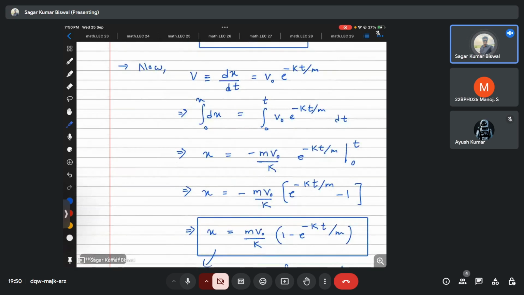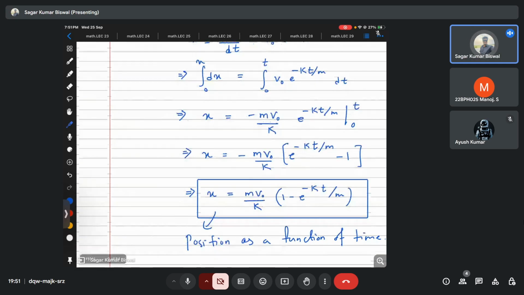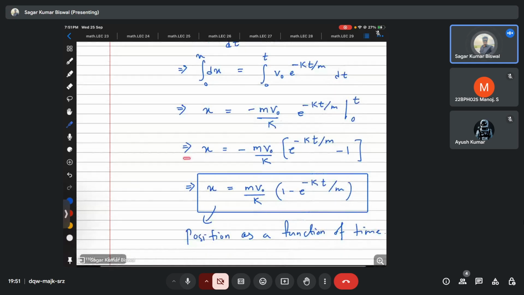In this way you can write dx, integration 0 to x. So dx is there. Take this dt to this side and integrate it from 0 to x, and time from 0 to t. So now if you integrate it, it will become x, and on this side if you integrate with respect to time, it will be minus mv0 by k, and apply the limit here. So this will be the x, right? So if you now apply the limits, it will be minus kt by m, e to the power minus kt by m, and e to the power 0 is 1. So here it is minus of 1.